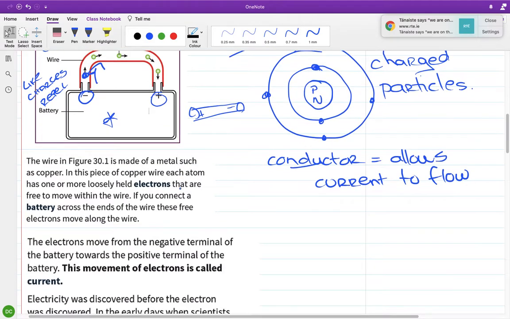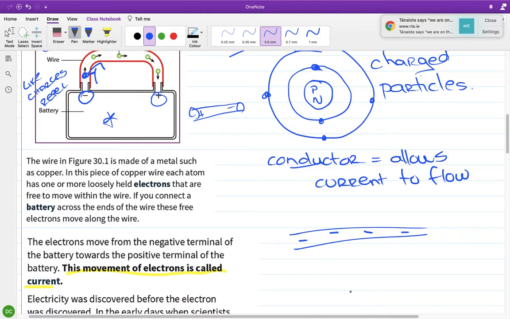Does it say that there? Yep. The movement of electrons is called current. Okay, so the wire alone has the electrons sitting in it. So here's your wire, and here's your free electrons sitting in the wire. Okay, that's grand, that's great. They're not going to do a whole lot.